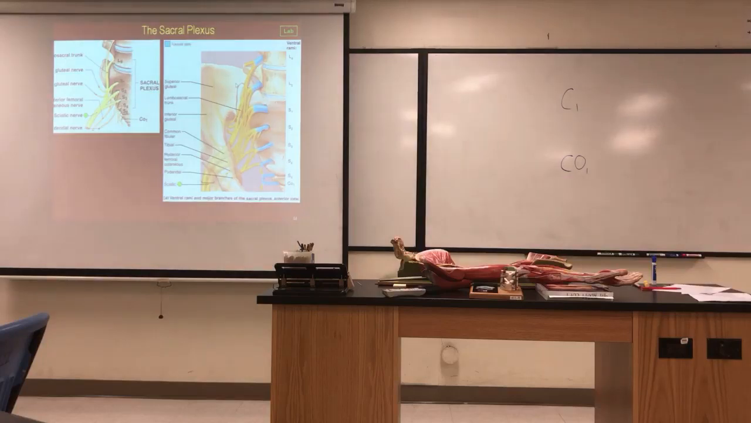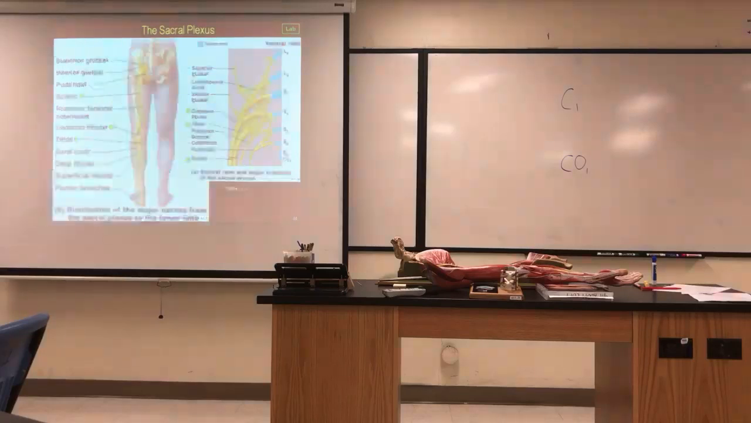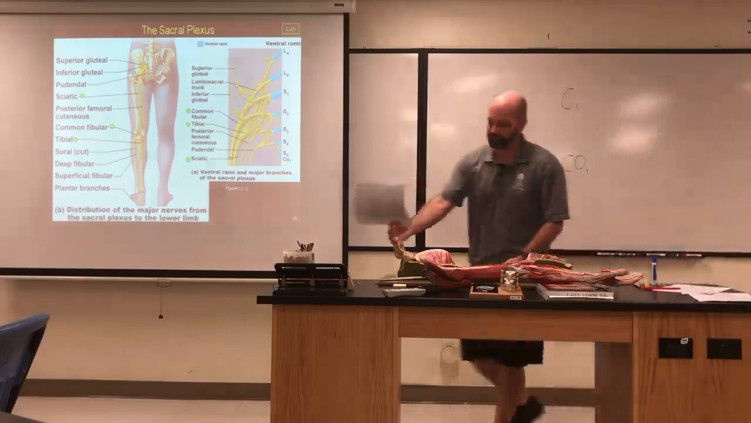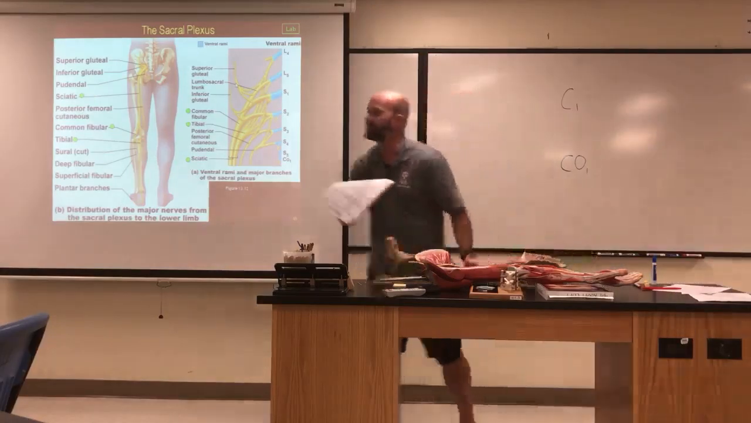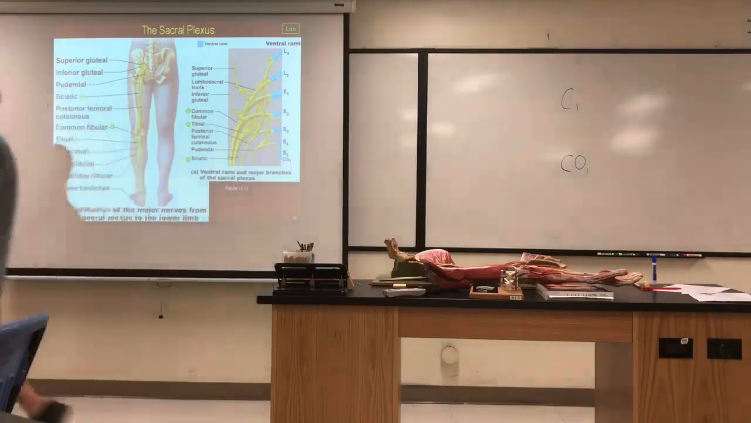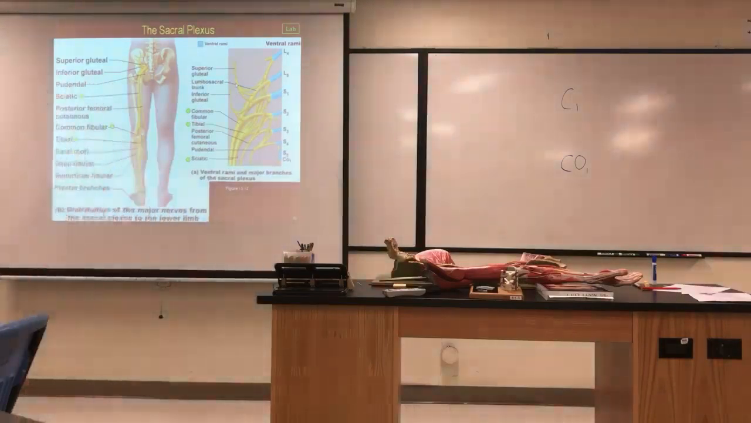Sacral plexus innervates muscles and skin of posterior lower limbs, buttocks, and genitalia. So genitalia is innervated by both lumbar and sacral plexuses. Now on this model, you can only see the sciatic, not the tibial and common fib. For that, you can use the lower limb model. And here's one that's exposed.